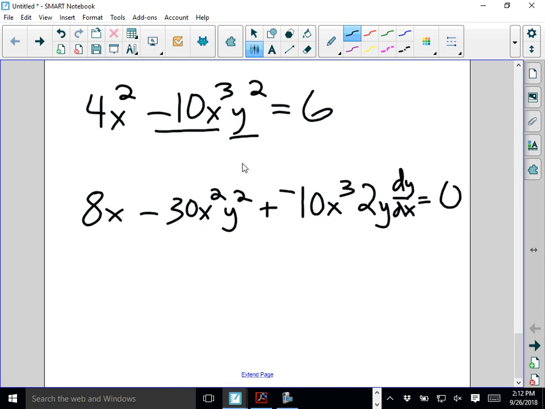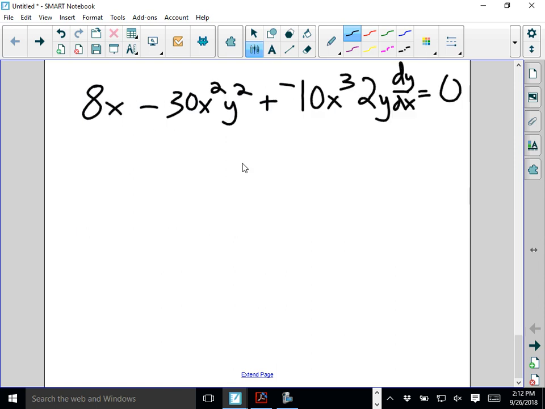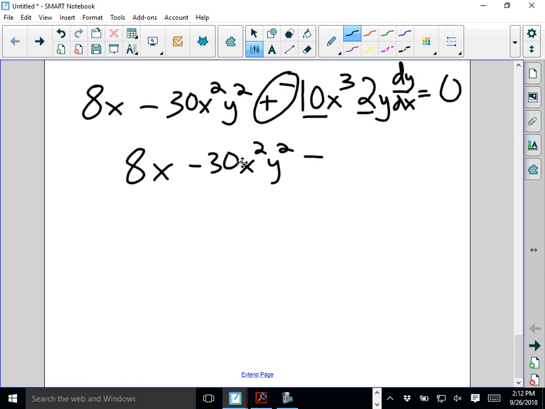Clearing this up, I would just write 8x minus 30x squared y squared. This simply becomes minus. Notice I have a coefficient of 10 and 2. I'm going to multiply those together and call it minus 20x cubed y dy dx equals 0. Oftentimes when we do the product rule with these, before we start getting dy dx alone, it helps to simplify a little bit. Now I want to get dy dx alone.